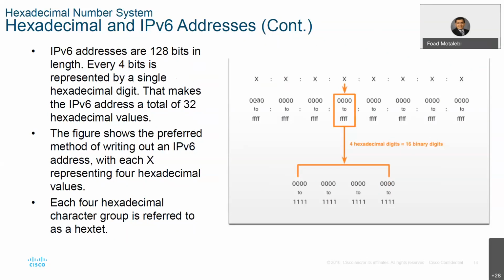So here we have 16 bits. 16 bits times 1, 2, 3, 4, 5, 6, 7, 8. 16 times 8 comes up to 128 bits. So over here, your IP version 6 consists of 8 octets.